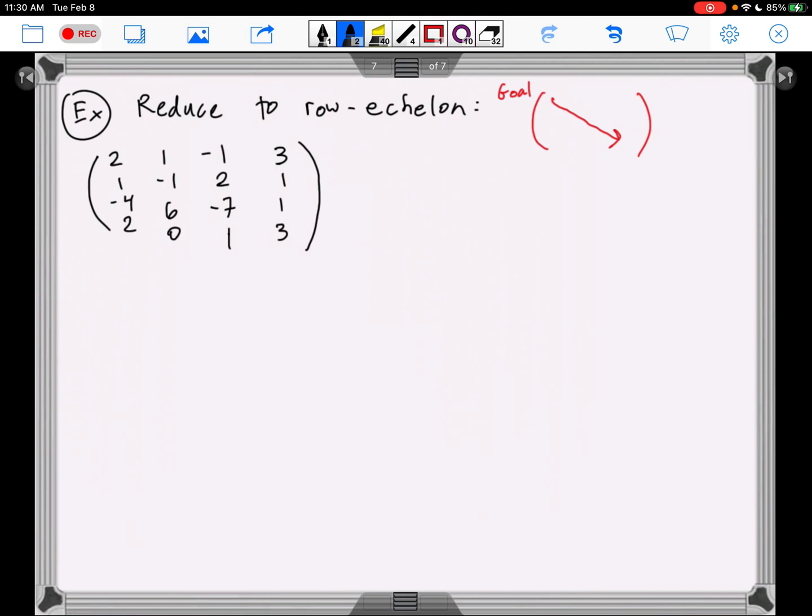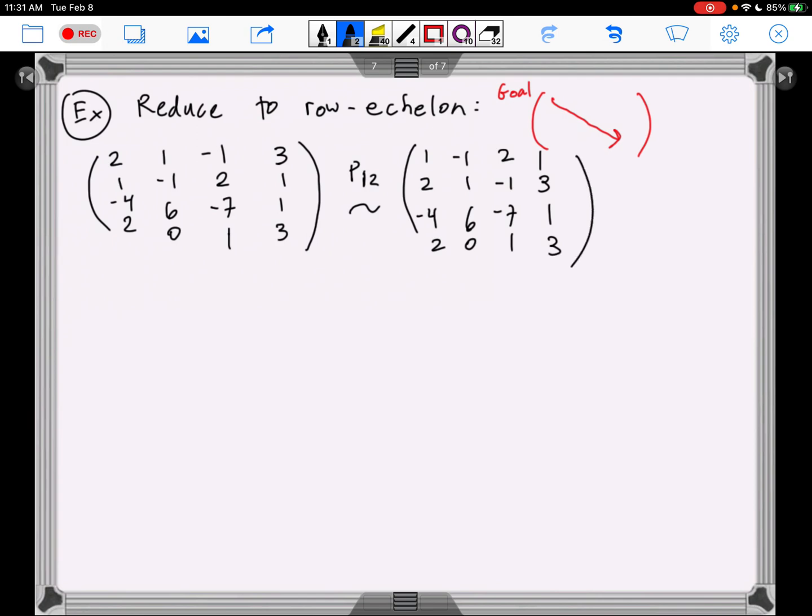So what's an easier way to get a 1 up there? We could just switch or permute rows 1 and 2. So I'm going to write P1,2, and that just means switch row 1 and 2. And so we're left with 1, negative 1, 2, 1, 2, 1, negative 1, 3, negative 4, 6, negative 7, 1, 2, 0, 1, 3.